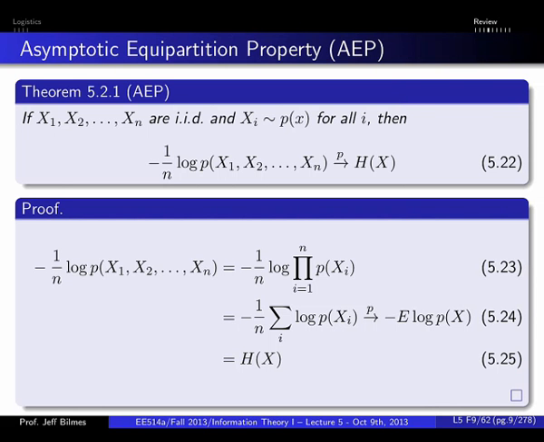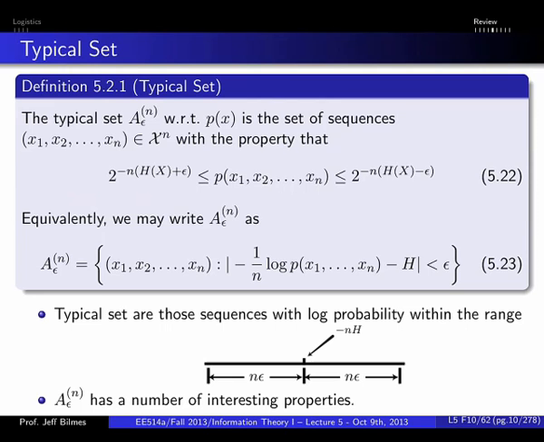Typical set theory is based on the asymptotic equipartition property, which says that when you have an IID sequence of random variables, negative 1 over n of the log of the probability converges in probability to the entropy, thanks to the weak law of large numbers. We also defined the notion of a typical set. The typical set is the set of sequences of length n that have probability sandwiched between the upper and lower bounds of equation 5.22. Graphically, here's the upper and lower bound, and here's the log probability. The log probability has to be within plus or minus epsilon of H, which is what that picture shows.